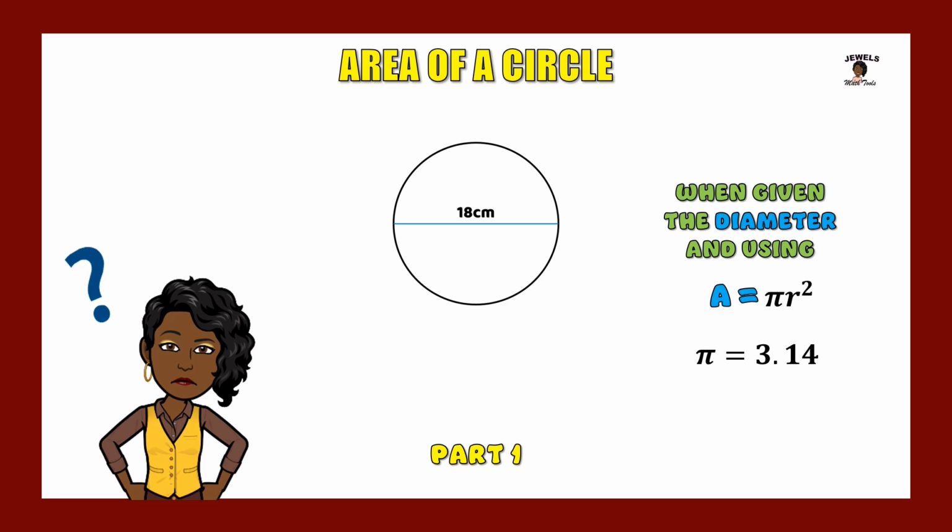In our session today, we are calculating the area of our circle when we're given the diameter and our pi is equal to 3.14. And if you're ready to see how this is done, let's get started.